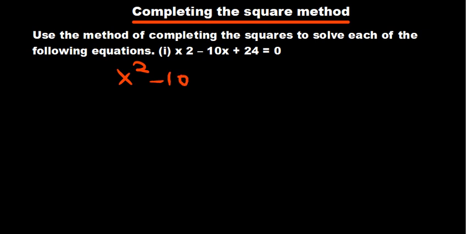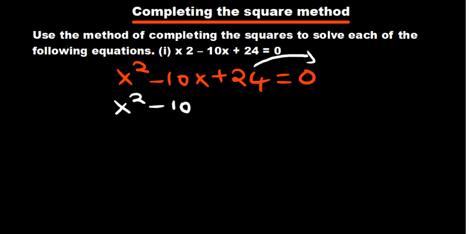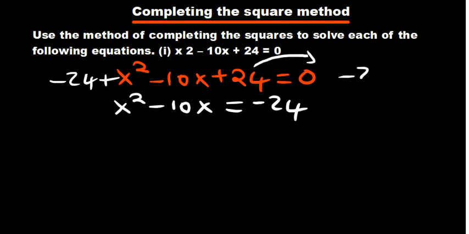x squared minus 10x plus 24 is equal to 0. Okay, so basically the way it works is the first step is to take the constant to the other side. So you have x squared minus 10x being equal to minus 24. Of course, we don't necessarily take it to the other side; we add the additive inverse on both sides. And that's how it gets to the other side.